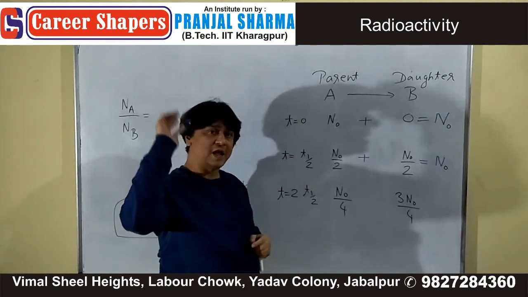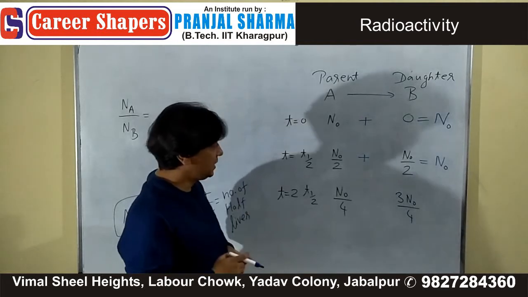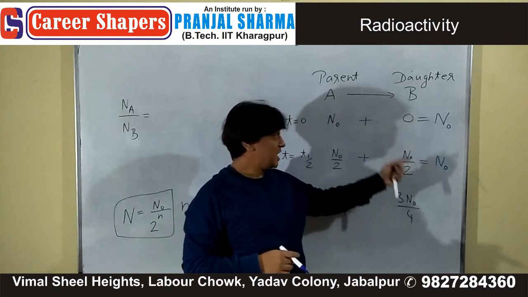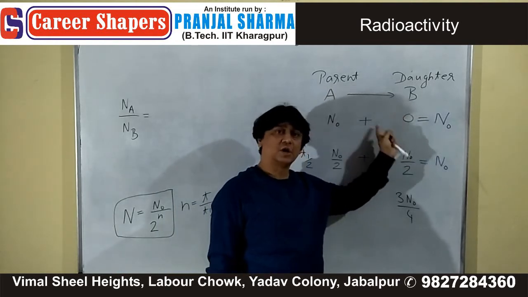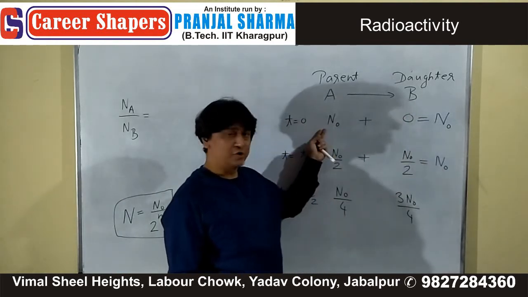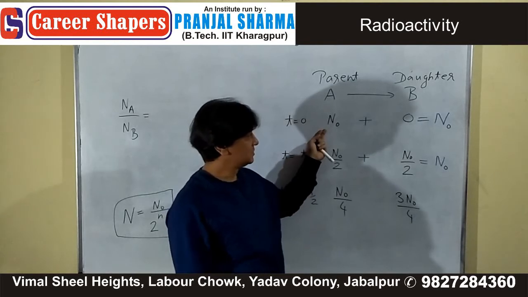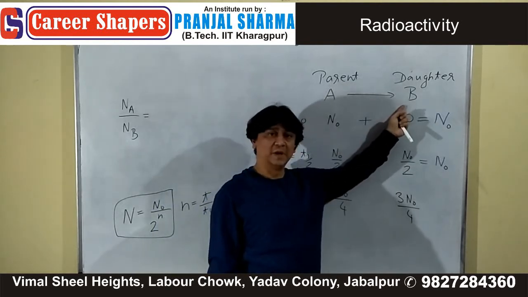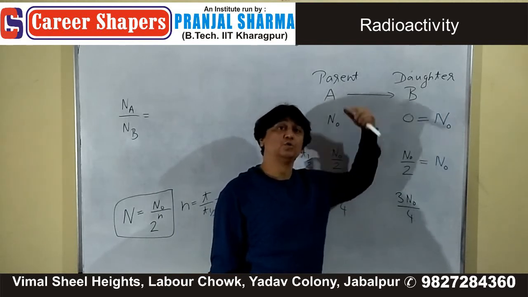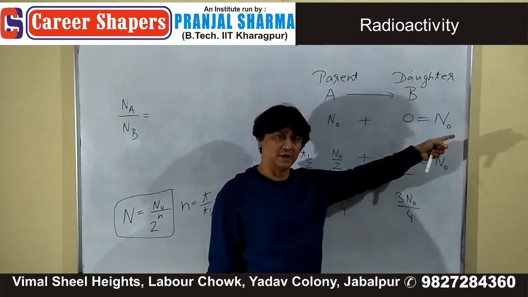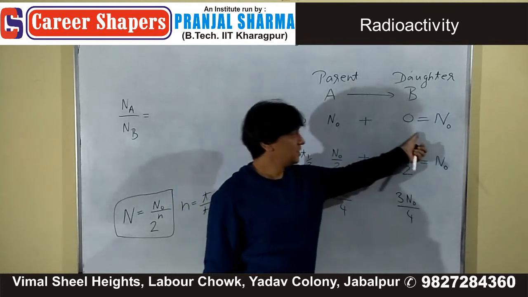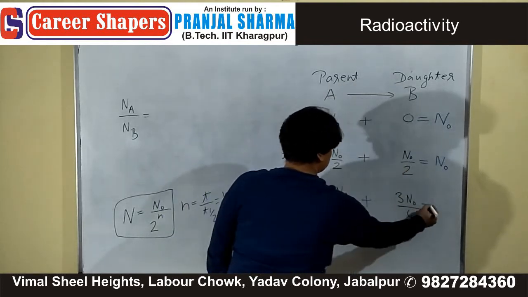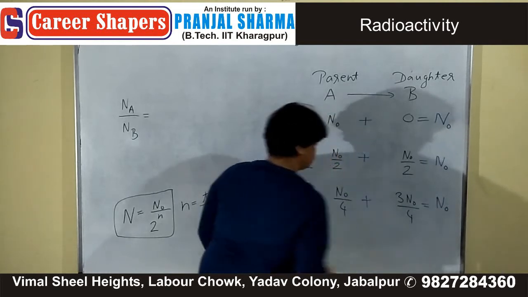We'll see the type of questions for IIT Advanced type of examinations. At the same time, if your B does not disintegrate, if formation of A doesn't take place, that means it remains N naught only. And if B does not disintegrate into a third nuclide of type C, then this sum will be what? N naught. This is also N naught.